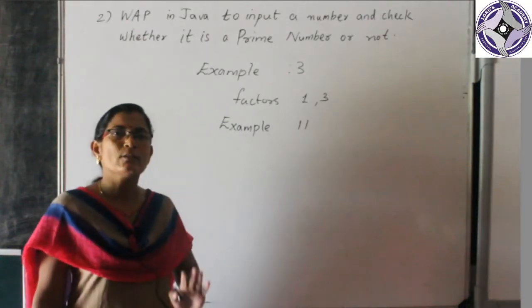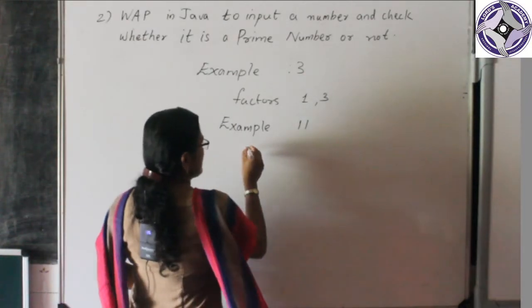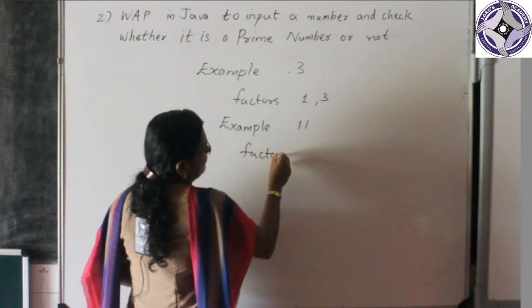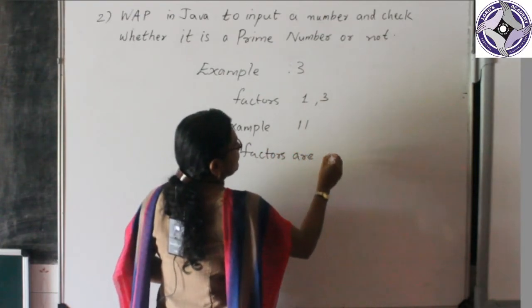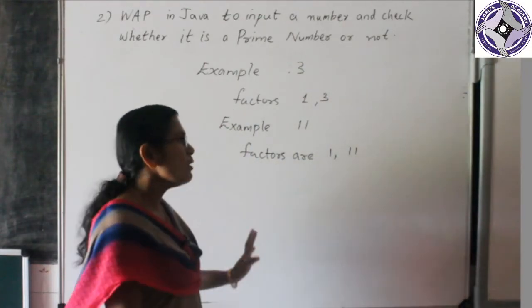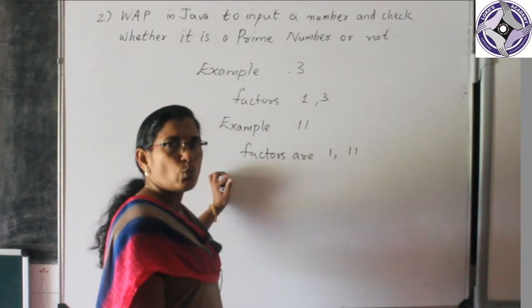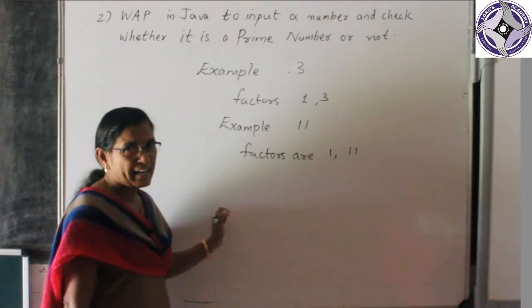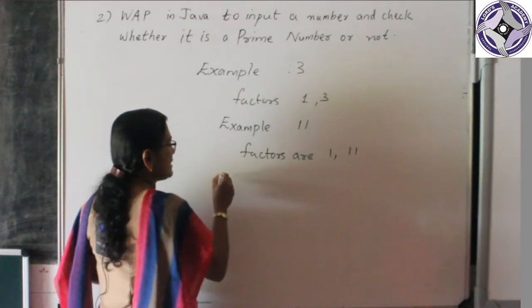11 has only two factors, 1 and 11. It doesn't have any other factors. So 11 is a prime number. Whereas when we take 15, let us take the example 15.